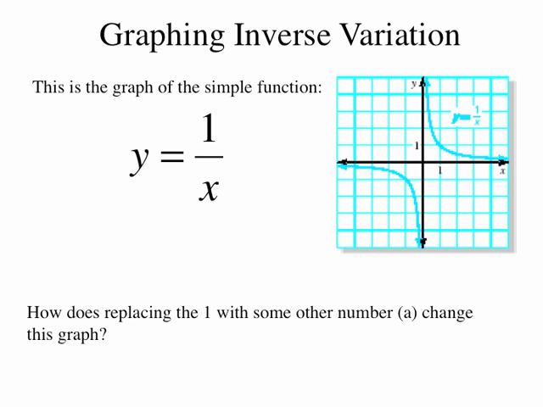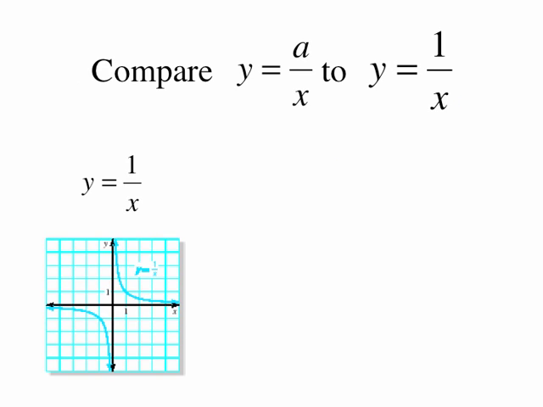So first, let's look at what happens if we replace the number 1 in the equation above with some other number. We're going to compare y equals a over x to y equals 1 over x. We're going to replace 1 with some other number a. So first, shown below, is the graph y equals 1 over x.